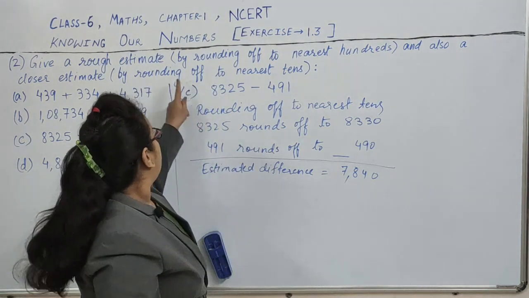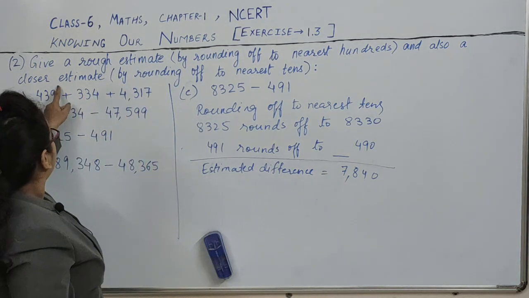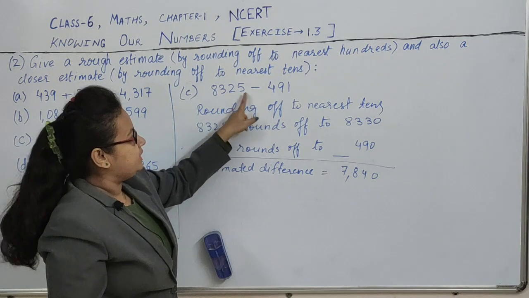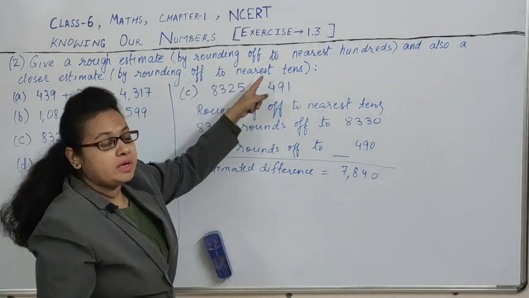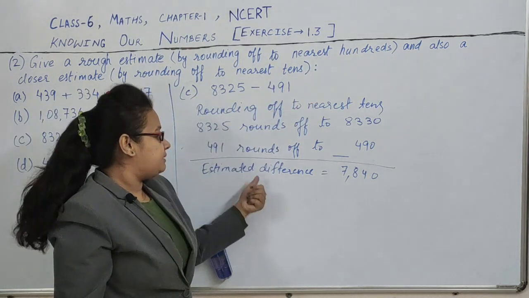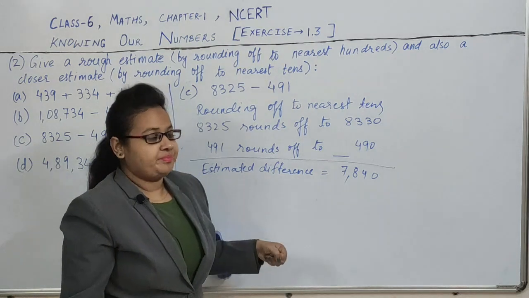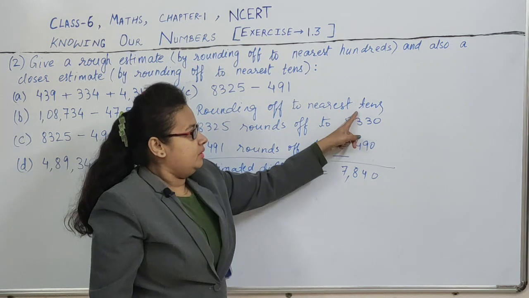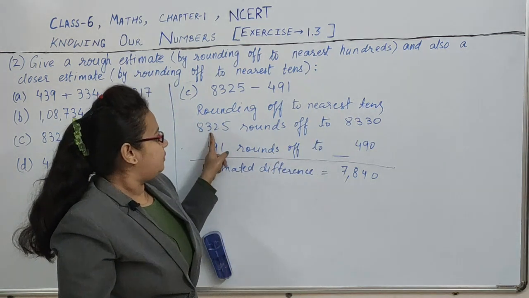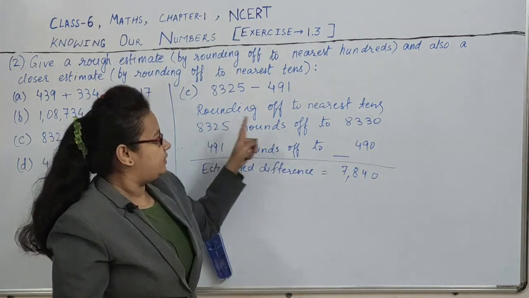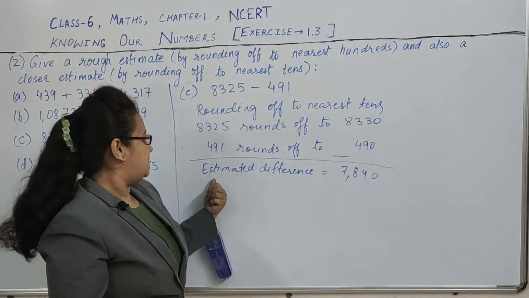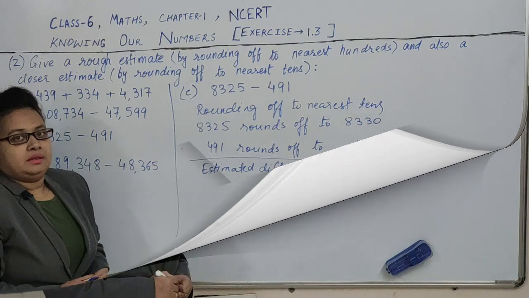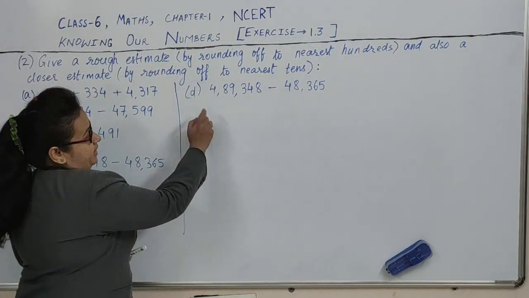When we got the closer estimate of the difference of these two numbers, when the numbers are rounded off to the nearest tens, the estimated difference is this. Okay. So understood, this is the estimated difference when the numbers are rounded off to tens. This is rounded off to the nearest tens. This is rounded off to the nearest tens. This is the answer. Now let us do D part.